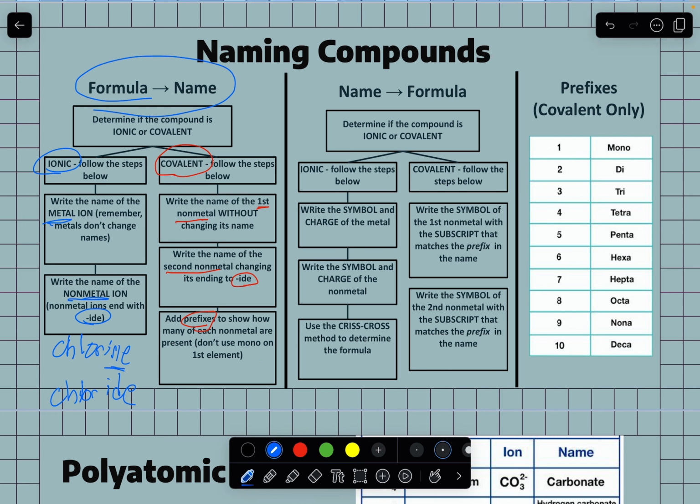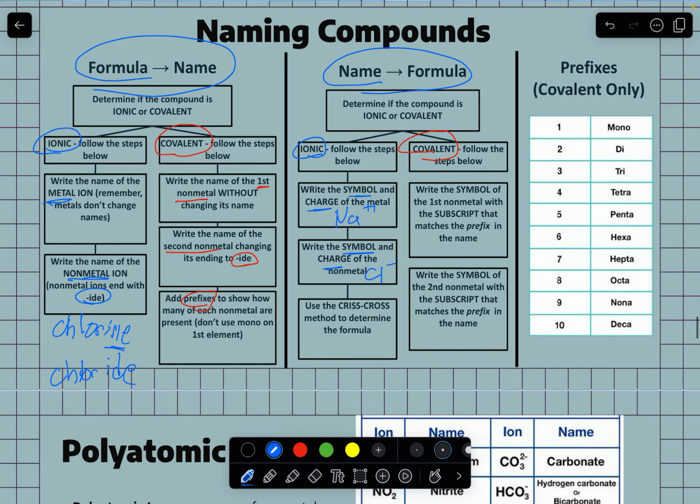But for going the other way around, from the name to the formula, right? Again, if we're ionic, we're going to do the left side. Covalent is the right side. So going from the name to the formula, we're writing symbols. So the first step is you're going to write the symbol and the charge of the metal. So for example, sodium would be Na+1. Second step is write the symbol and charge of the nonmetal. So chlorine or chloride will be Cl-1.